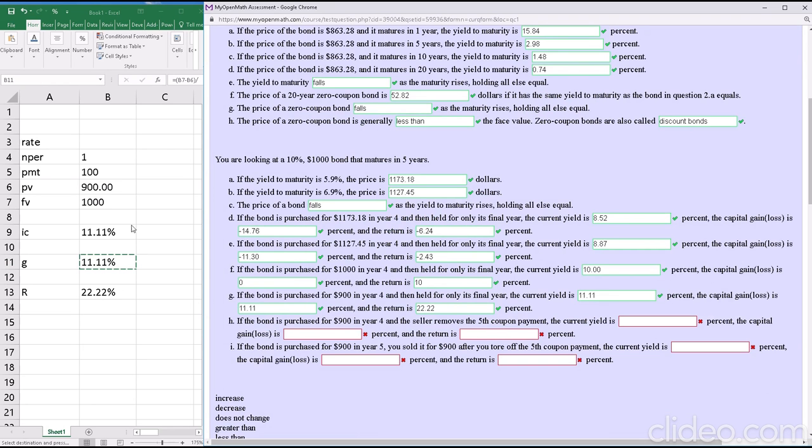Okay. Now, if the bond is purchased for $900, we're going to keep the price at $900, and the seller removes the fifth coupon payment, because these coupon bonds have little coupons on them, and you can remove the coupon payment. So really, the seller took the fifth coupon payment off. There's no payment to redeem. You can't mail the coupon in to get that payment, right? So the current yield is zero because the coupon payment divided by the price is zero. You still have a capital gain of 11.11%, and your return is zero plus 11.11%, or 11.11%.